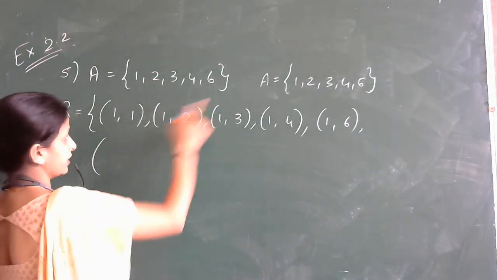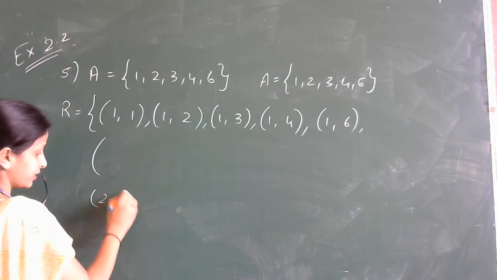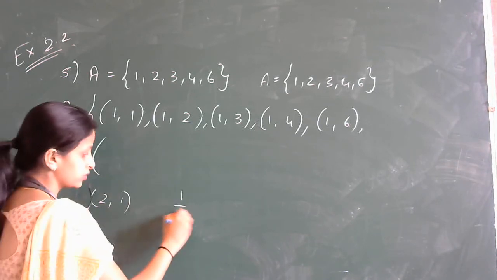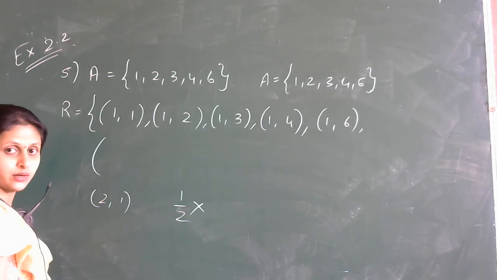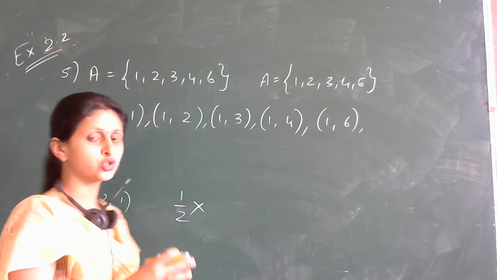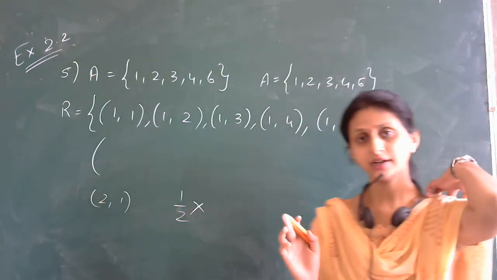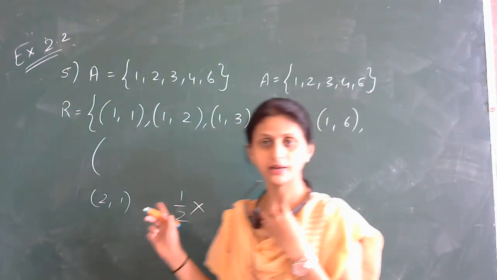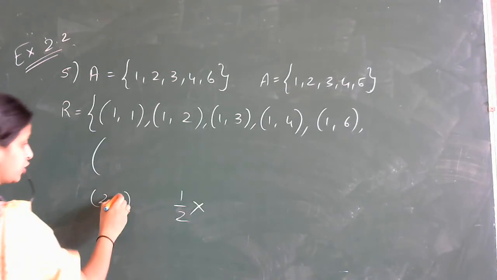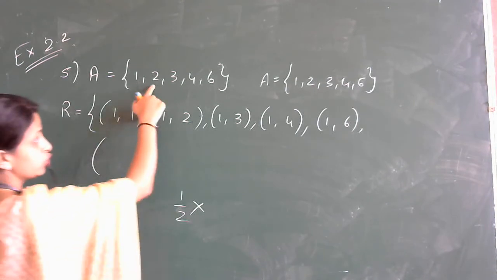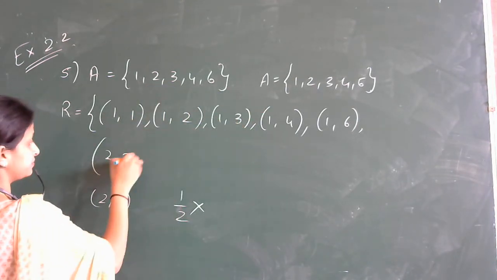2, 1. Is 1 divisible by 2? No, it is not divisible. Divisible means you shouldn't have any remainder. That is said to be divisibility. But here you will get some remainder, so this is not divisible. So you will not include this. 2, 2. Yes, it is divisible.